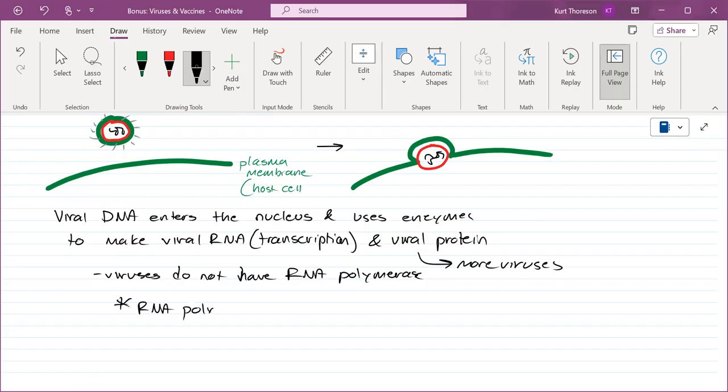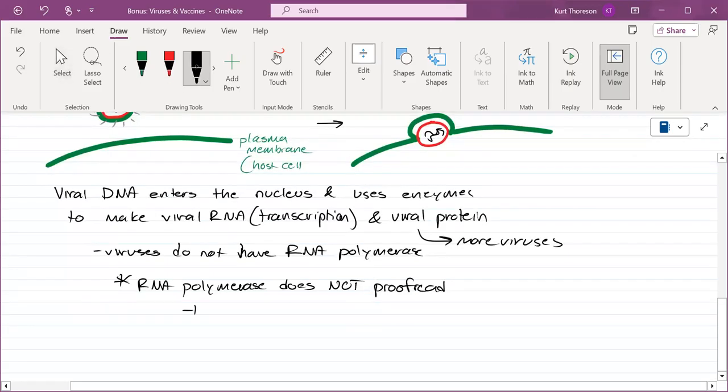RNA polymerase does not proofread. So what do you risk happening to viruses as they continue to infect and multiply, infect and multiply? What do you risk happening? Bingo, mutation. This leads to mutation.